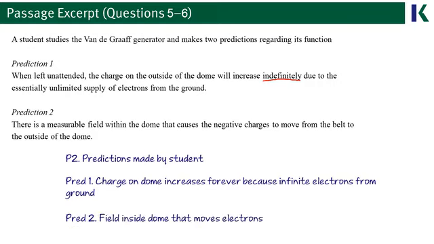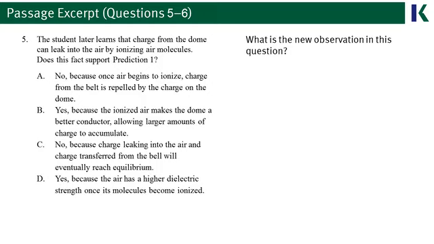The second prediction is about a field, an electric field. The student is predicting that you could measure this field because it causes the negative charges to move from the belt to the dome. And this type of passage is not atypical of the MCAT. It's a little bit less medically based than many MCAT passages, but the idea of a situation and then a couple theories related to that situation is very common because it allows them to ask you questions like the ones we're going to see. We'll start with question 5.